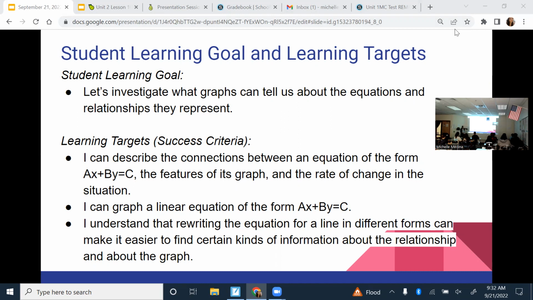I know they're getting a little bit longer and more wordy, but it's to help you verbalize what you are missing. So if after the lesson you can't describe connections between an equation that looks like this and the features of its graph and the rate of change in that situation, then you could say, hey, Ms. Medina, I need help with the first learning target. Or you need help with graphing a linear equation in the form ax plus by. And the last learning target is understanding that rewriting the equations for a line in different forms can make it easier to find certain kinds of information about the relationship.